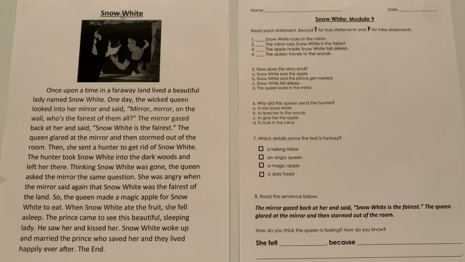And the last one, read the sentence below. The mirror gazed back at her and said, Snow White is the fairest. The queen glared at the mirror and then stormed out of the room. Now, after reading that, how do we know how the queen is feeling? So there were definitely some clues, some actions that she did that told us how she was feeling.